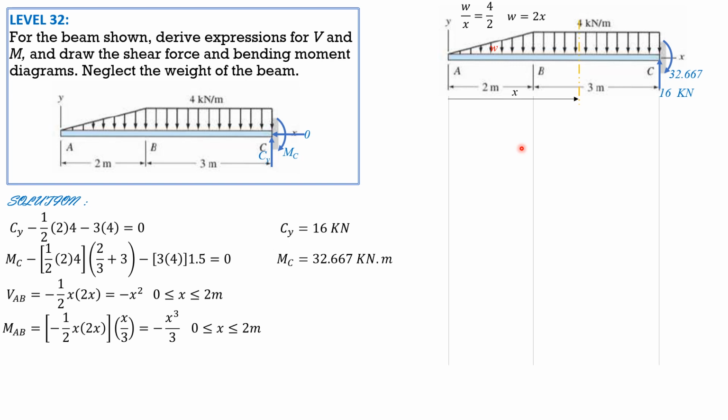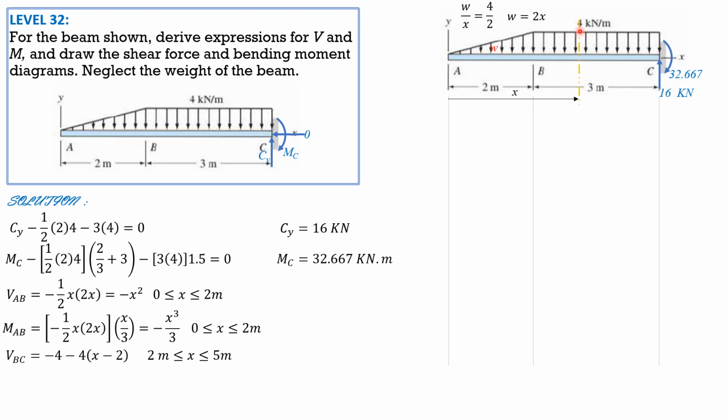Then for the next section, at distance x, shear is still downward, but this is now a whole triangle. The length here is x minus 2. So summation of vertical forces: shear plus 1/2 of 2 times 4 plus 4 times quantity x minus 2 equals 0. So shear BC is negative 4, where negative 4 is the area of this triangle, negative 1/2 of 2 times 4.